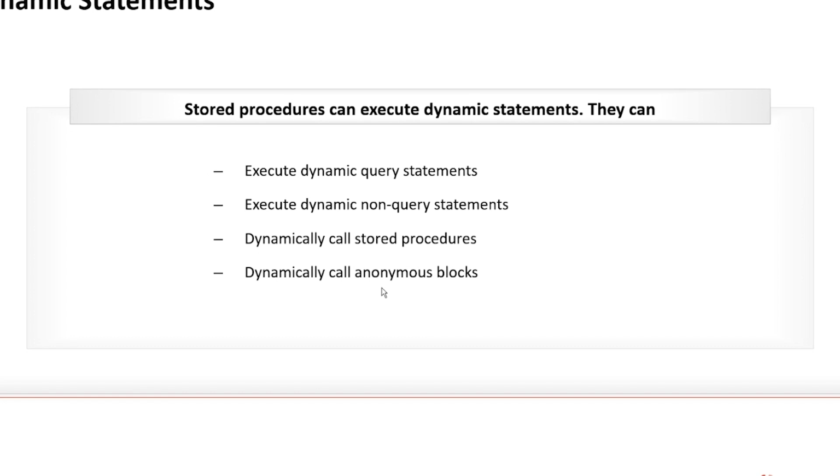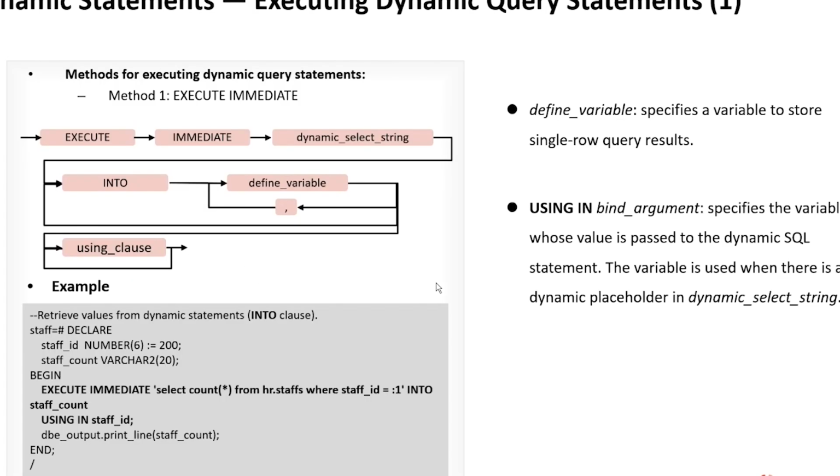And after the introduction of the basic statements, in PLC code, we can also write some dynamic statements. And stored procedures can execute dynamic statements. So actually, they can execute dynamic query statements, execute dynamic non-query statements, and dynamically call stored procedures. This means that a stored procedure can dynamically call another stored procedure, and it can also dynamically call an anonymous block. So now let's first take a look at executing dynamic query statements.